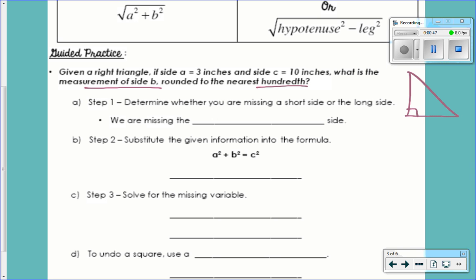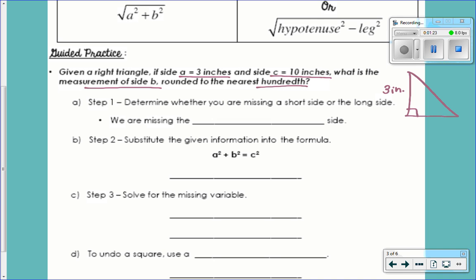Okay, so here's our right angle. Which side lengths are we given? Okay, so we're given side A. A is what? 3 inches. Also, A is called a leg, and the legs are where? On the right triangle. They're on either side. So it doesn't matter which side I label A? No. Absolutely not. So A is 3 inches. Side C is 10 inches.